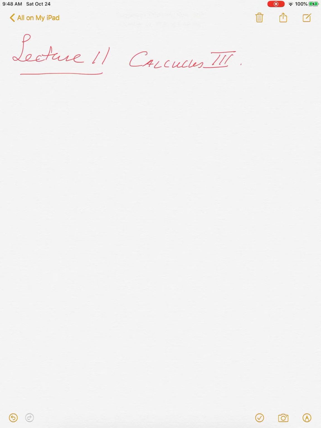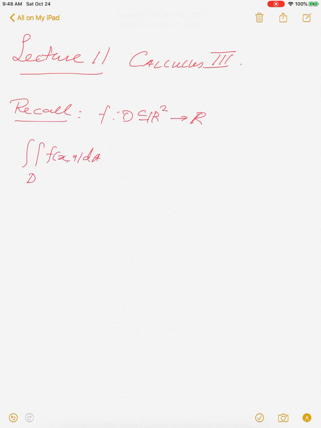So we were doing double integrals, and let me quickly recall. Recall that you have the double integral of a function over a region D, which is a region in 2 dimensions, what I call a pancake, and you are integrating a function on this pancake. There are 2 ways of writing this depending on the nature of D. Either you can write this as an integral where the region is type 1, so you integrate with respect to y first, then x.